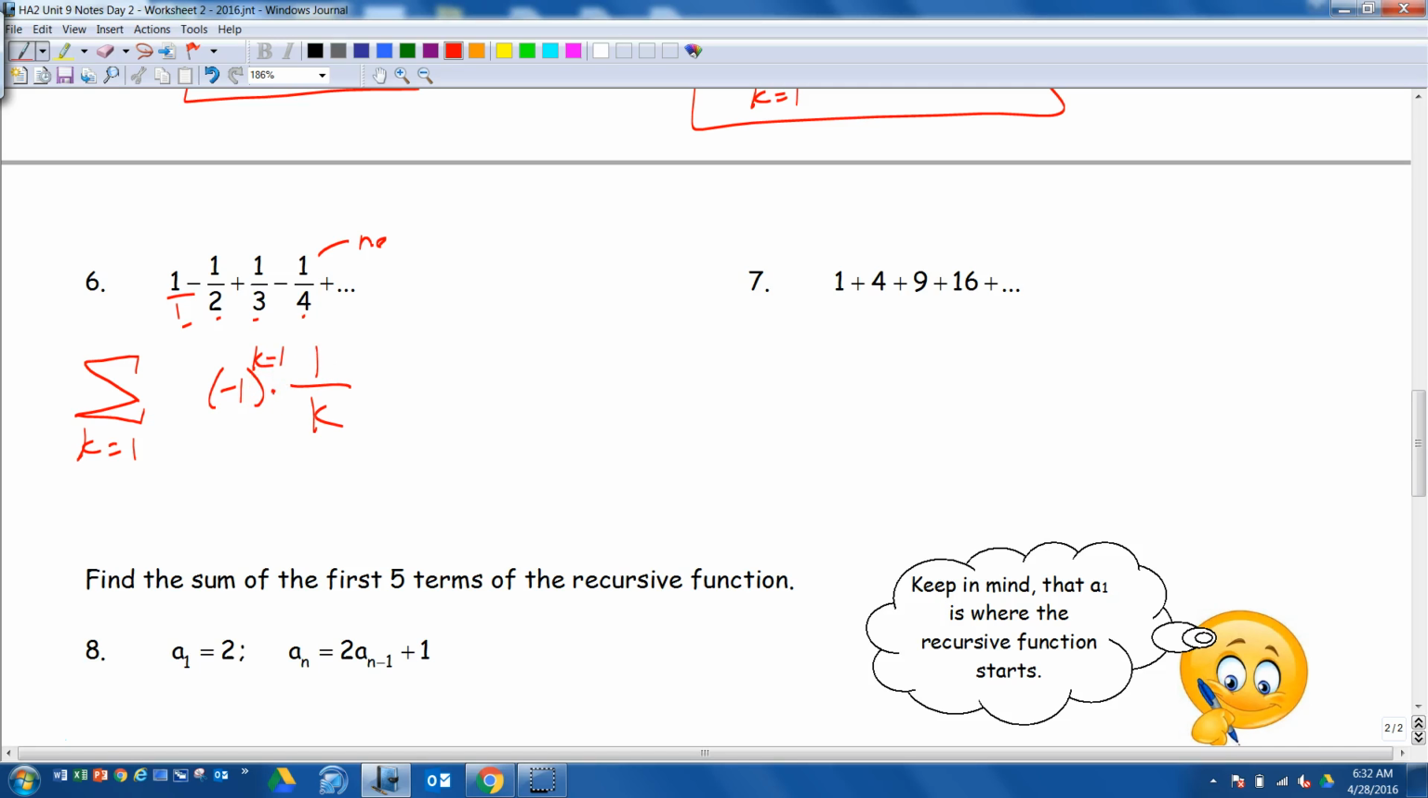K goes from 1 to where? Well, if you look at this, notice how it just says dot dot dot. It doesn't have any end. That means it's going to go on infinitely forever. So we're going to put an infinity sign on top.